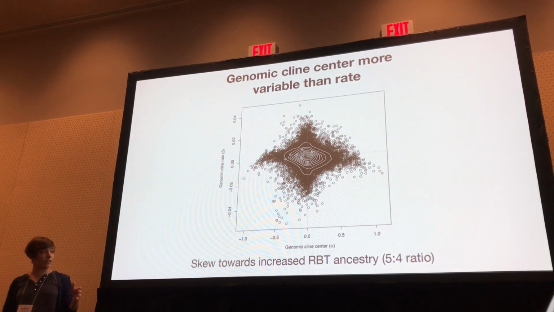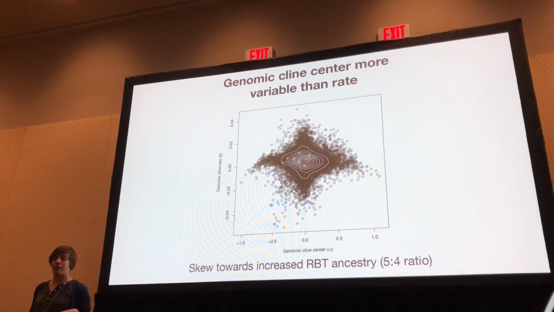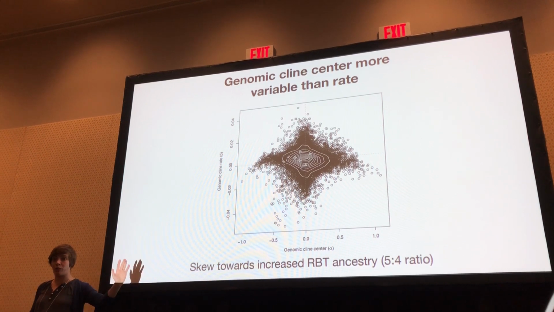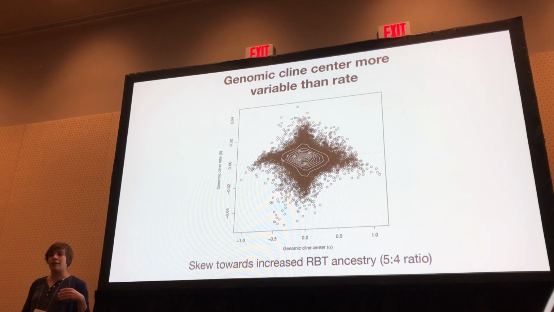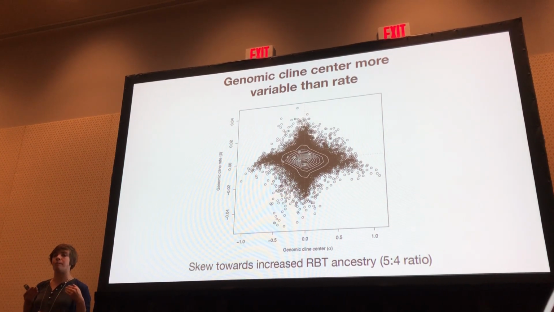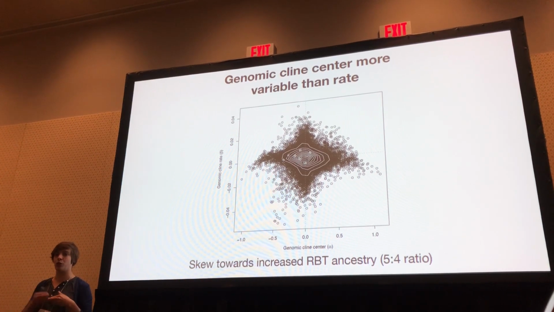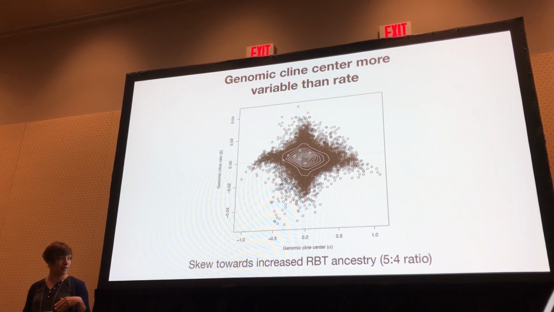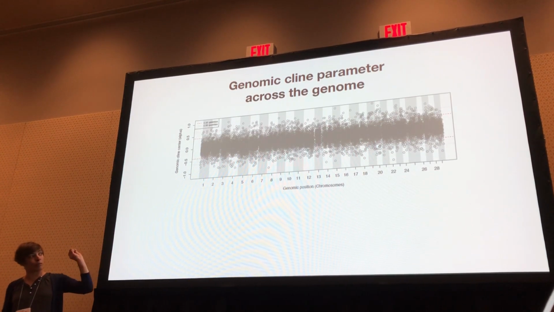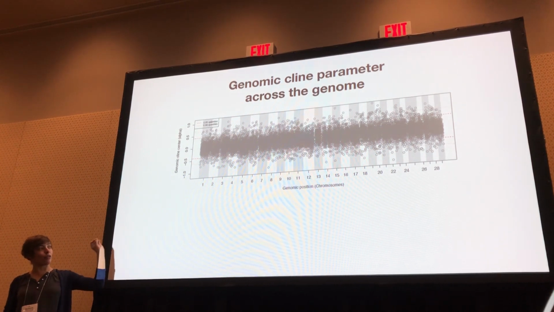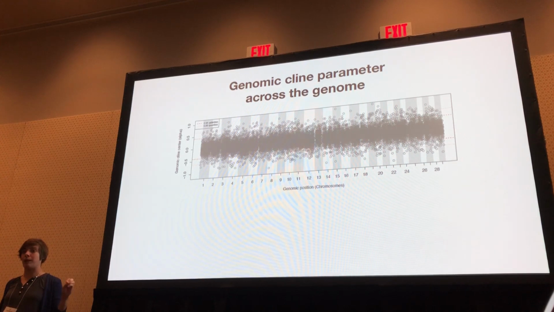There's a skew toward rainbow trout ancestry, about a 5-to-4 ratio of extreme values toward rainbow trout relative to extreme values toward Yellowstone cutthroat, suggesting that there might be some sort of process skewing these hybrid individuals toward rainbow trout ancestry at some loci. As of now, we don't know why that is, but we can also look at this in a more explicit way across the genome and look at the actual location of these loci that are behaving unusually.